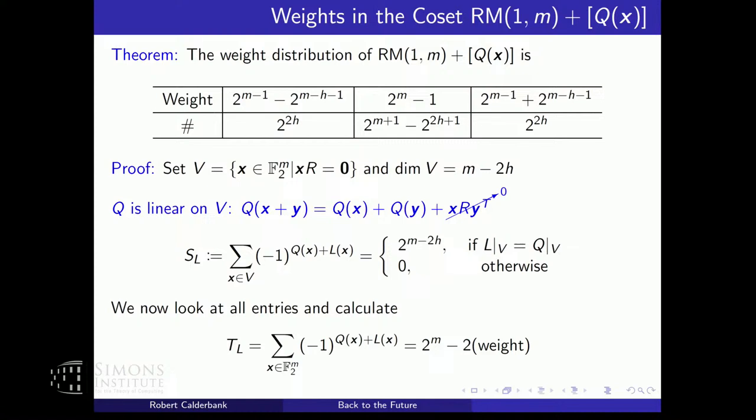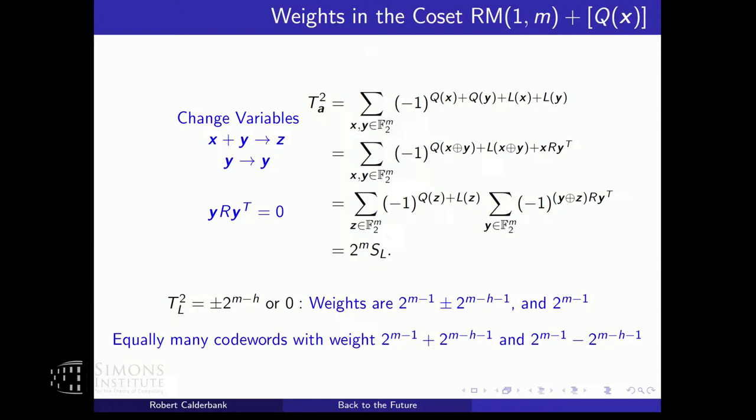Now then, having evaluated this function S_L, I'm going to get more ambitious, and instead of summing x just over the radical, I'm going to sum it over all m strings. And if I can figure out what the sum is, then I know what the weight is. Right? Because it's 2 to the m minus twice the weight. All right, I told you I had one trick. I'm going to square it.